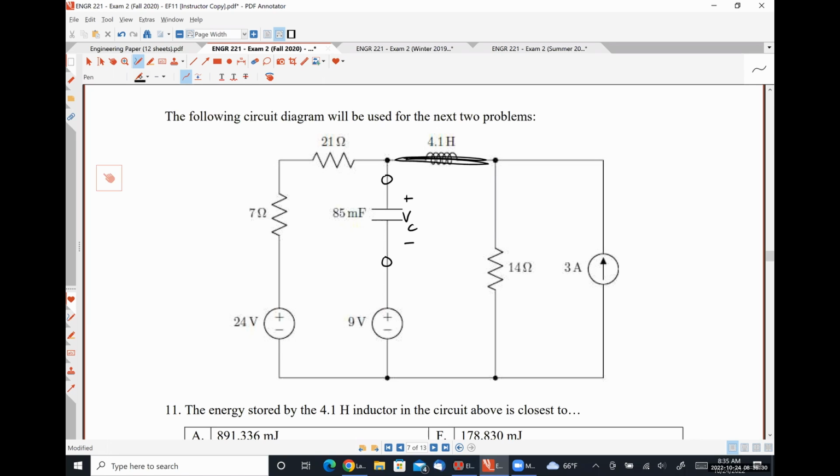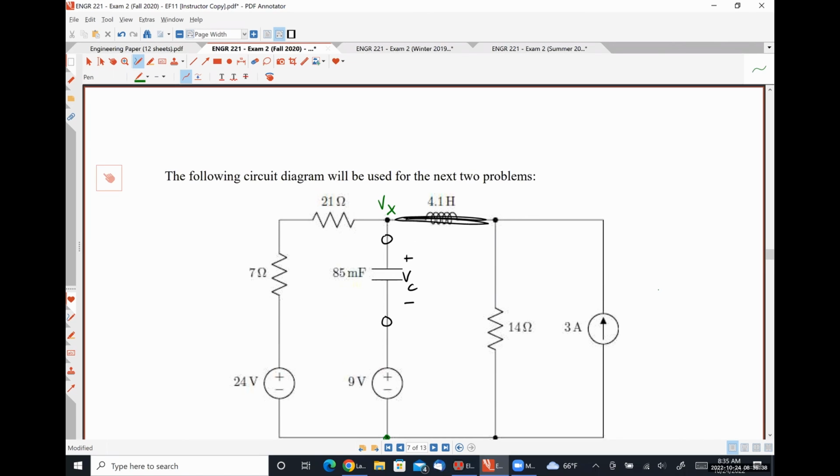No, I'm going to do something different. I'm going to call this voltage here Vx and choose this thing as my ground. So from here, I could say that Vx minus 24 volts over 21 plus 7, plus Vx over 14 ohms, minus 3 amps is equal to 0. Solve for Vx. V_C is just going to be Vx minus 9 volts.